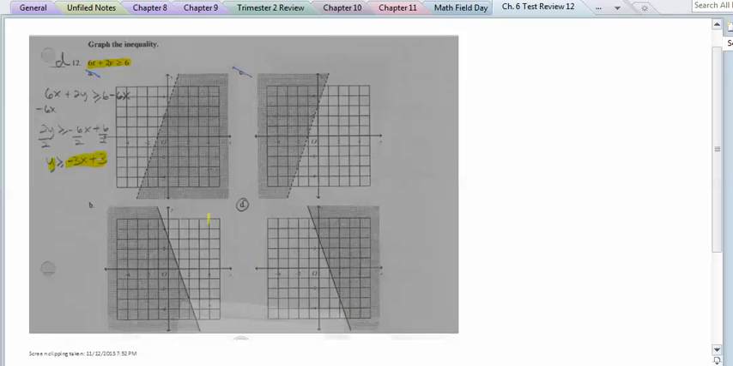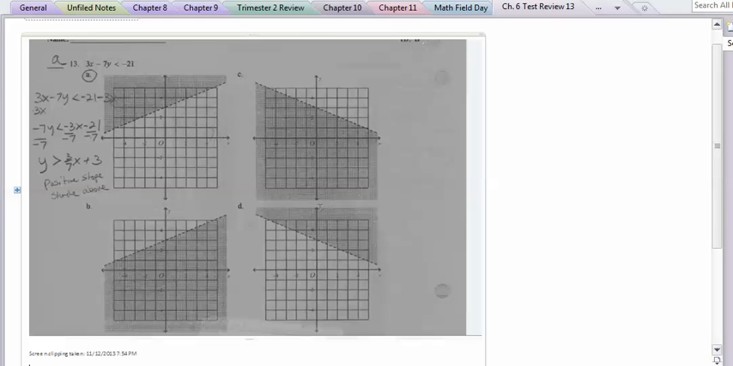They're both negative slopes. Okay, but now is it shaded above or below? And because it's on the big fat side of the y, it's going to be shaded above the line. So therefore, this one is shaded above the line. That's why it's letter D.